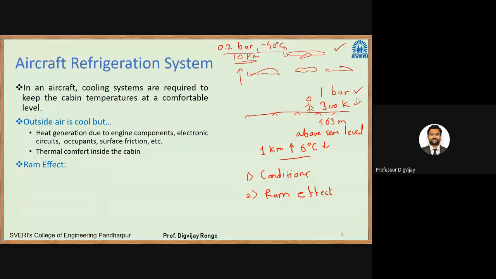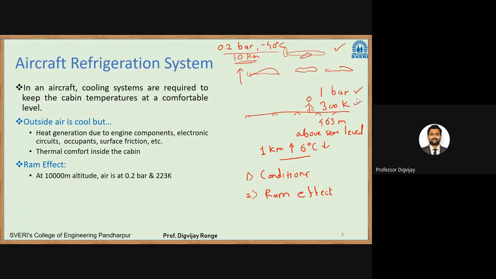That means it is a compression. Whenever I am compressing air, automatically its temperature will also increase. With increasing pressure, temperature also increases. So if you take outside air into the aircraft, it has to be compressed and automatically its temperature will also increase. That is nothing but RAM effect. And the outside air, outside of the flight, that we take inside the aircraft, we generally call it RAM air.